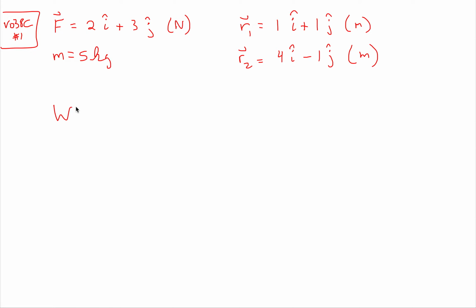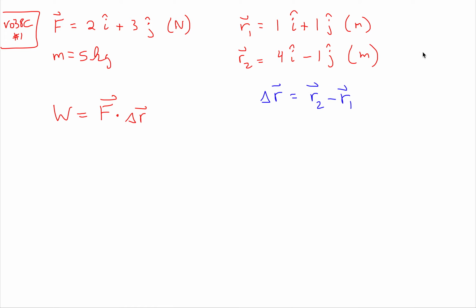So when the work is done by a constant force, we can do the dot product, F dot delta R. Now here we are given the position 1 and position 2. So to find delta R, we just go to the side and subtract. Delta R is just R2 minus R1.